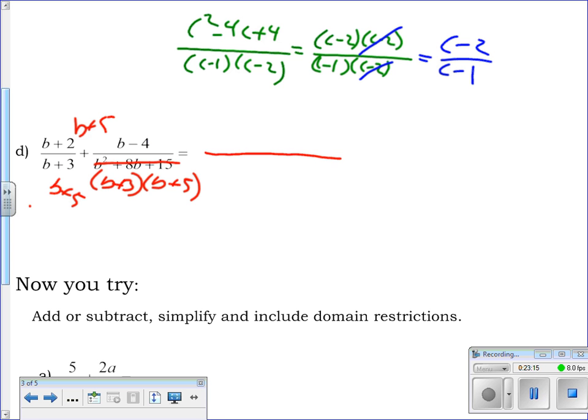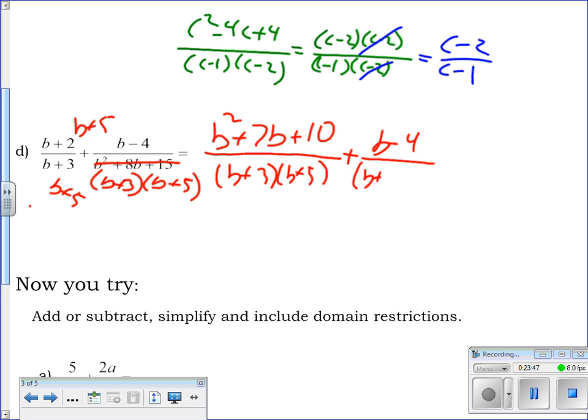FOIL it out. If you need to do it in the sidebar or something like that, feel free. Shortcut, right? Square the first terms. Add the two numbers, and that'll give you how many b's you have. 2 plus 5, that means I have 7b. And then you multiply the last two numbers. 2 times 5 gives me 10 over b plus 3, b plus 5, plus b minus 4 over b plus 3, b minus 5, b plus 5.